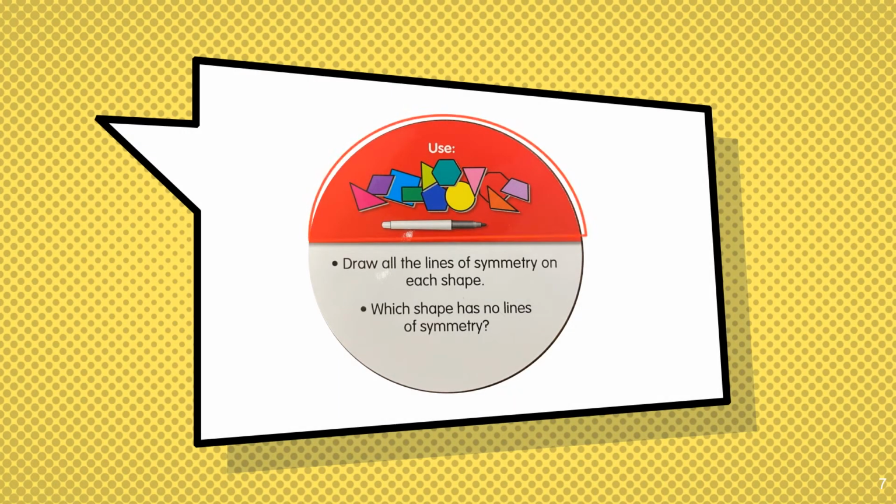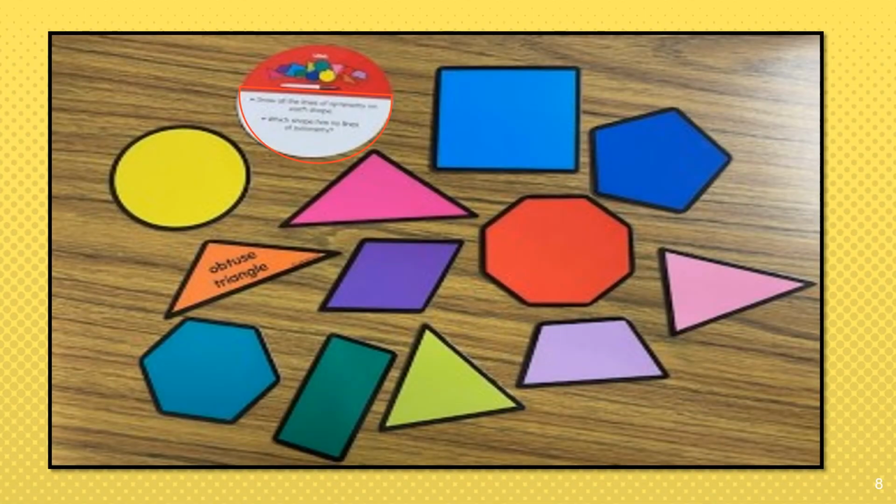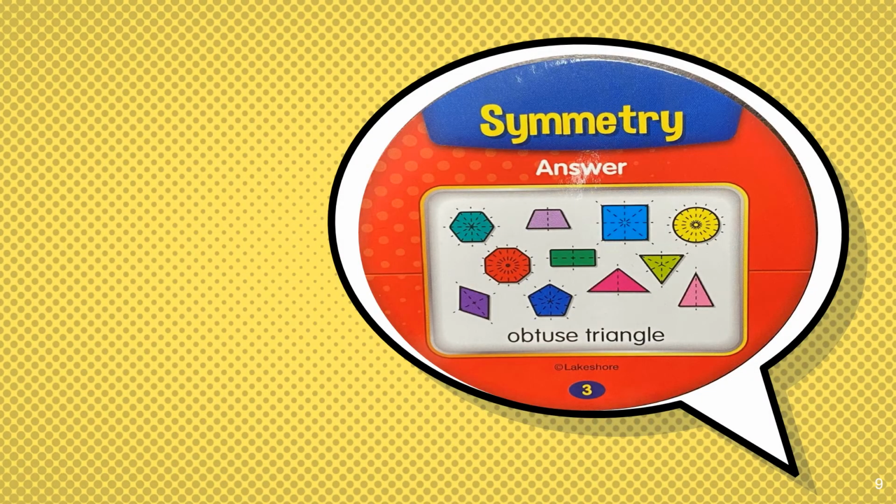For this next activity, the card says to use all the shapes and a dry erase marker. The instruction says to draw lines of symmetry on each shape to find which shape has no lines of symmetry. On the back of each card, you can find the answer to the math question. Have your child draw all the lines of symmetry of each shape and explain why the obtuse triangle isn't symmetrical.